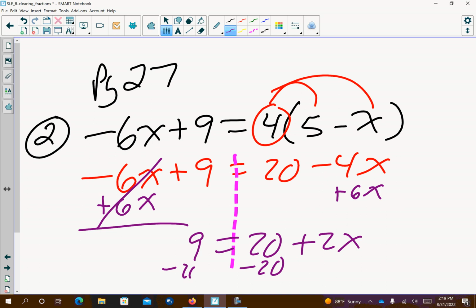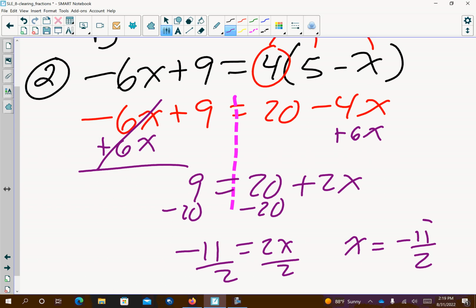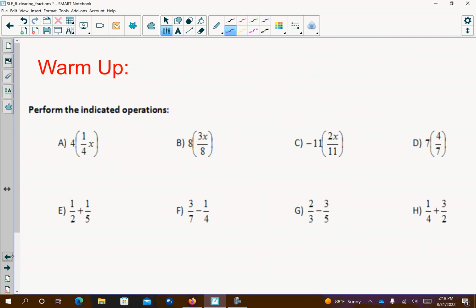Subtract 20 from each side because it's positive 20. And that's going to give me negative 11 equals 2x. Divide each side by 2. So my answer is x equals negative 11 over 2. It's okay to keep the fraction like that. You don't have to make it a mixed number. We'd actually prefer you to leave it as an improper fraction. Okay.